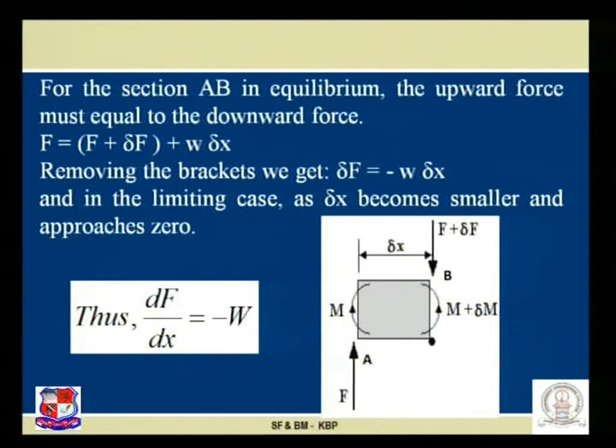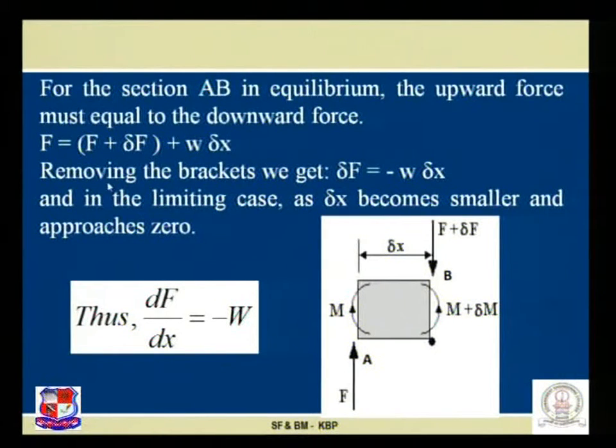That is, the summation of all the vertical forces acting on this system is equated to 0. Assuming our sign convention that we have used since the last series, the upward force is treated as positive and the downward force is treated as negative. If we equate it, then F is equal to F plus delta F plus W into delta X. What is this W into delta X? It is nothing but the total downward load which is acting on this section.